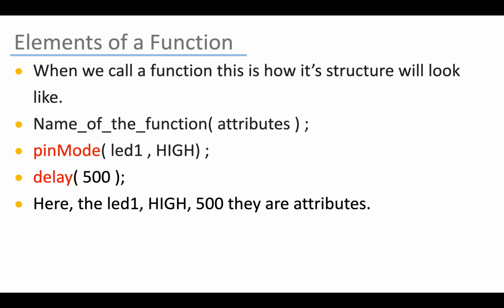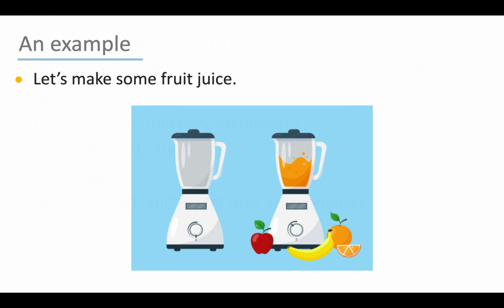Now here we have pinMode and delay as an example. You can see, first we have the name, that is pinMode. Then we have the brackets, and inside those brackets we have attributes that are LED1 and HIGH in this case. And in the last we have the statement terminator. And in delay we have only one attribute, that is 500. So there can be one or more than one attribute in any function, depending on the working of that particular one.